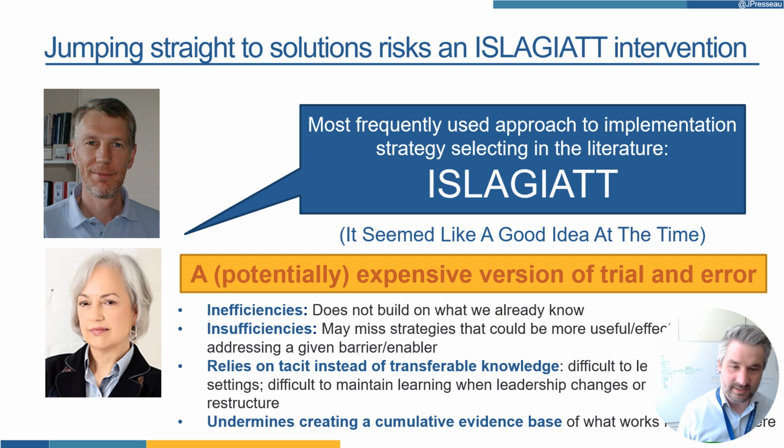And because of that, ISLAGIATE can lead to the risk of at least inefficiencies by not building on what we already know, by creating insufficiencies, by potentially missing strategies that could be more useful or more efficacious to address a given barrier or enabler. It really relies on tacit instead of transferable knowledge, so it makes it difficult to learn across different settings and difficult to maintain learning when leadership changes or restructures. And ultimately it undermines creating a cumulative evidence base so that different jurisdictions and different places can learn from each other, instead of being faced with a whiteboard and a brainstorm at every situation.